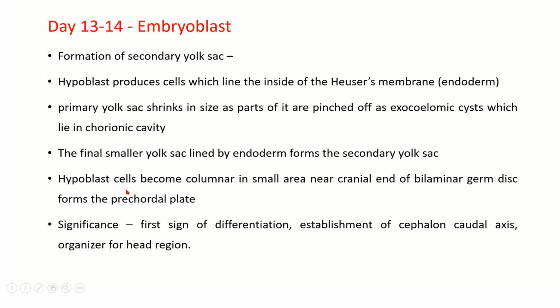The hypoblast cells become columnar in a small area near the cranial end of the bilaminar germ disc, which forms the prechordal plate. The significance is that it is the first sign of differentiation, because this is formed in the head region. That means the opposite of that will be the tail region. So that is the establishment of the cephalocaudal axis. And this prechordal plate acts as the organizer for the head region.